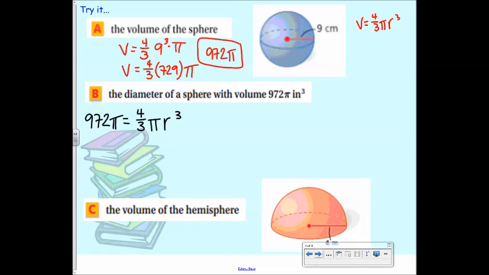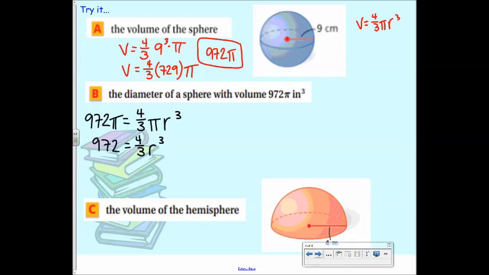All right, I want to isolate R. Well, if I have pi on both sides, what can I do? Get rid of the pi. So now we've just got 972 equals 4/3 R to the third. I want to get rid of this 4/3. How do you get rid of a 4/3? Either divide by 4/3 or multiply by 3/4. Multiply by the reciprocal.